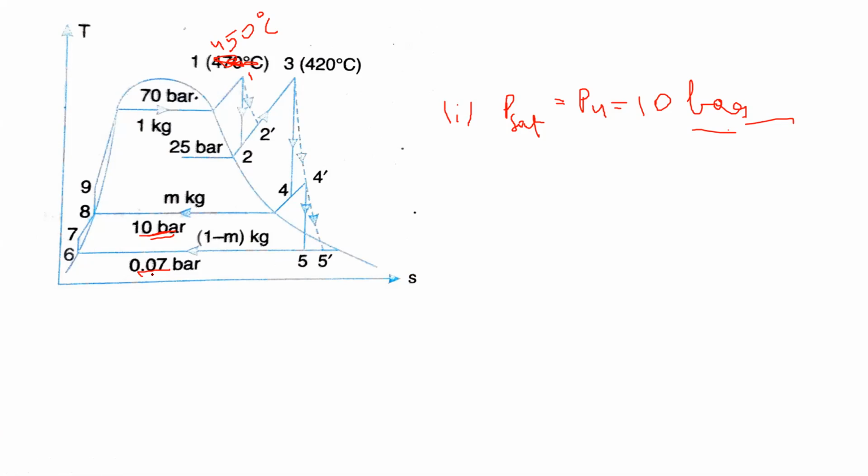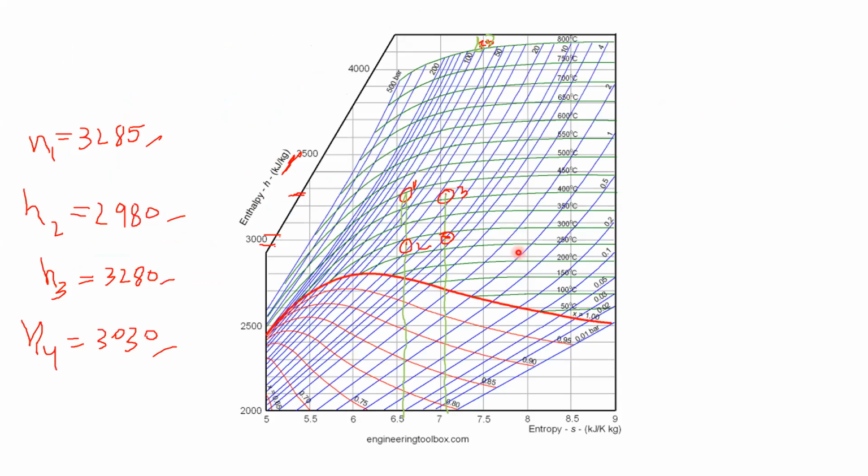If you look at 4 dash to 5, what is happening? A 4 dash to 5 is usually taken as an isentropic expansion. I'm already calculating the 4 dash from this position to this position. I have to take the fifth condition. I'm again going to the Mollier chart.